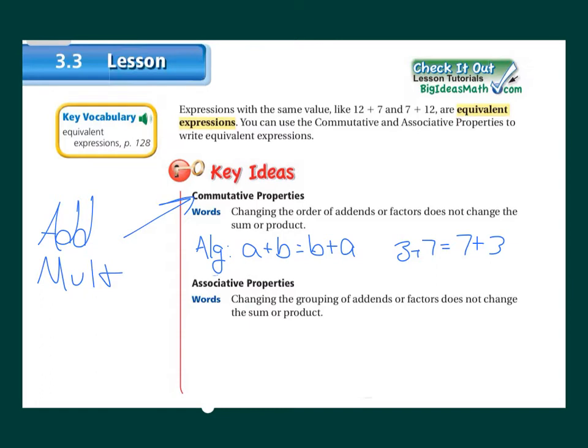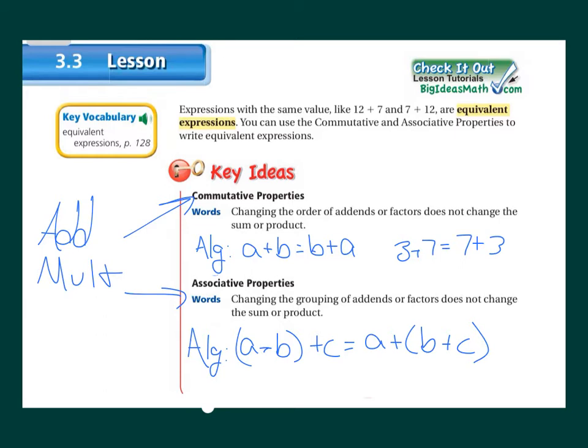Associative property, it's also addition and multiplication. Algebraically, the definition looks like this. We would say (a plus b) plus c is equal to a plus (b plus c). Again, if we were to plug in numbers, we could say like (2 plus 5) plus 4 is equal to 2 plus (5 plus 4).